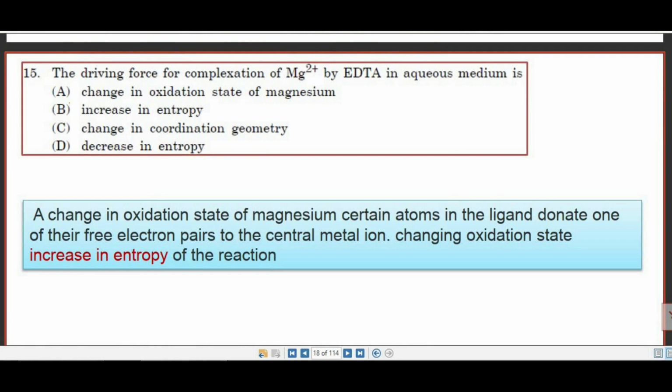Question number 15. The driving force for the complexation of magnesium 2+ by EDTA in aqueous medium is: change in oxidation state of magnesium, increase in entropy, change in coordination geometry, or decrease in entropy. In the ligand, a certain atom donates one free electron pair to the central metal ion. The complexation increases the entropy of the reaction. Hence, option B is correct. The increase in entropy is the driving force of complexation of magnesium with EDTA.